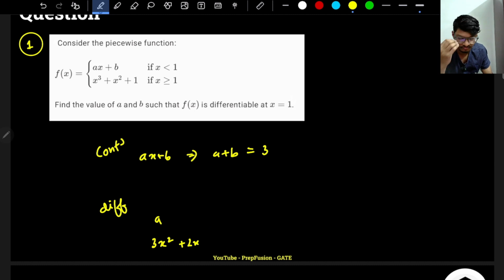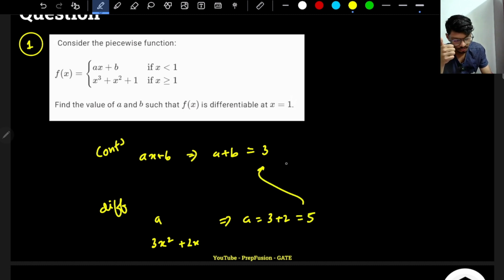I will first put the value of x equals 1, then I will equate them. So here a equals 3 plus 2, that is 5. So you get a as 5, and if you put it here, you will get b as minus 2. So this will be the answer for this question.